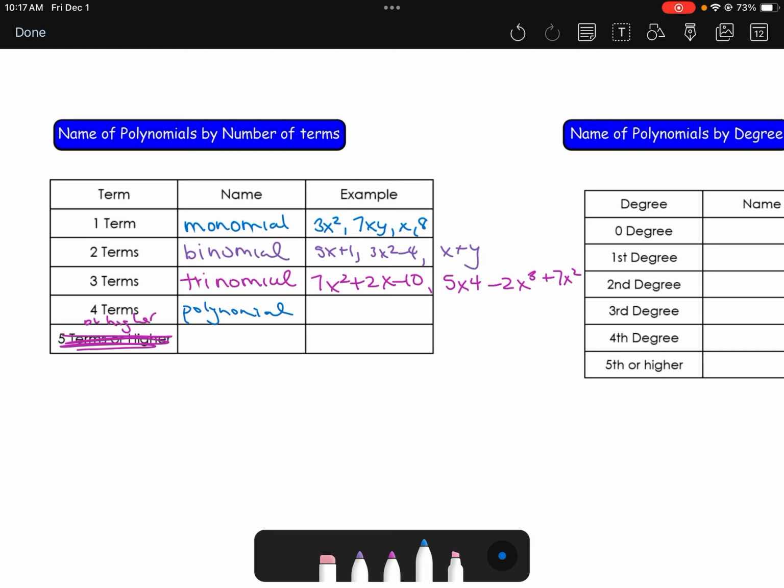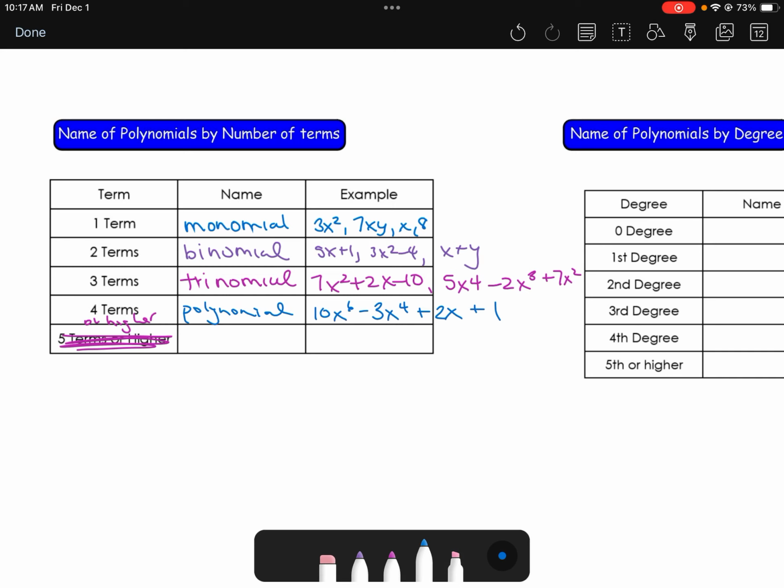So let's say I could have 10x to the 6th minus 3x to the 4th plus 2x plus 1. Okay, so again, I have 4 terms there. So 4 or more terms. Okay, so that's how you name it by the term.